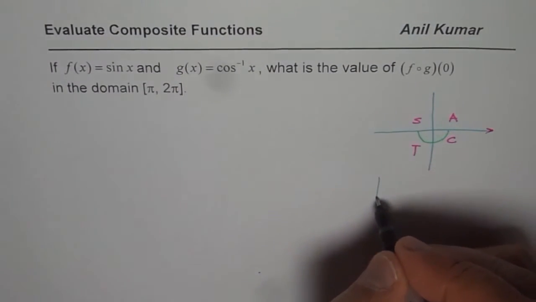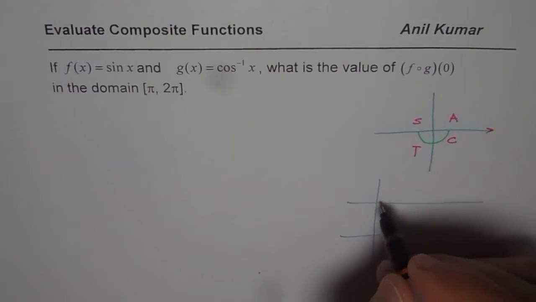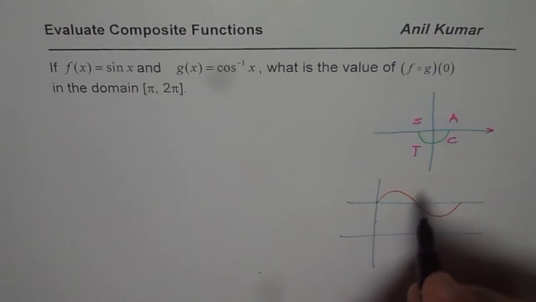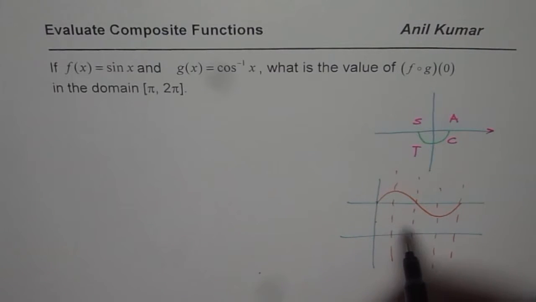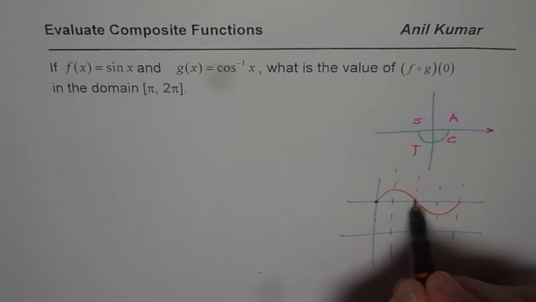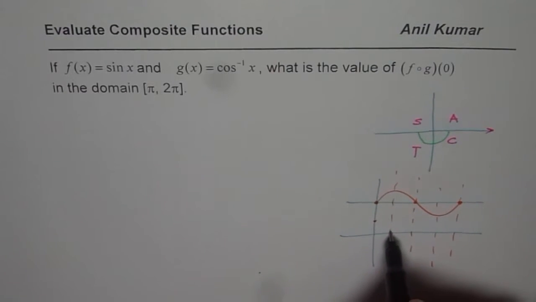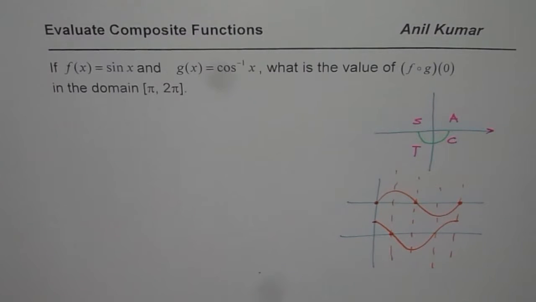So let us also sketch the diagrams for sine x and cosine x. Let me sketch rough diagrams. This is sine x, and this is my cosine x. For sine we have zeros at 3 points. For cosine, it starts with the maximum, and these are the zeros, and that's the minimum. So that is sine x and this is cosine x.